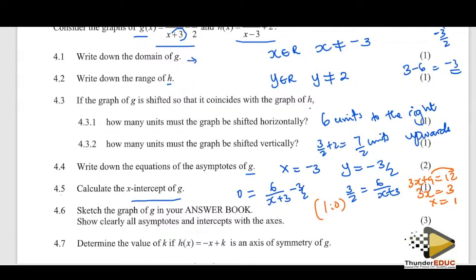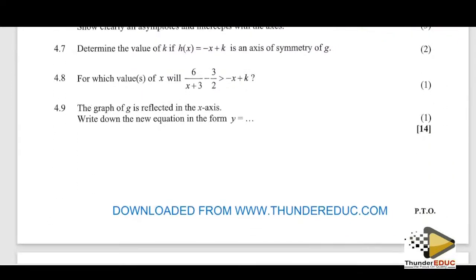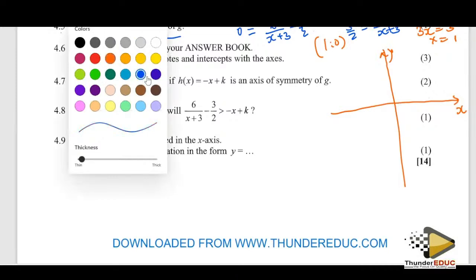Then 4.6, they want me to sketch the G. Showing all the intercepts and all of that. Okay, let me just sketch it here. If that is my Y, yes, I'm sorry, I apologize in advance for this. That is X. Then let me try to pull the asymptotes.